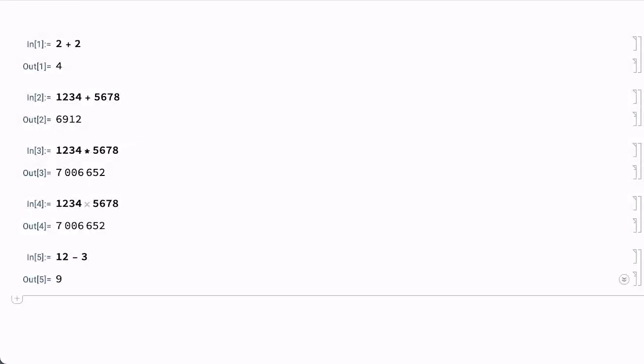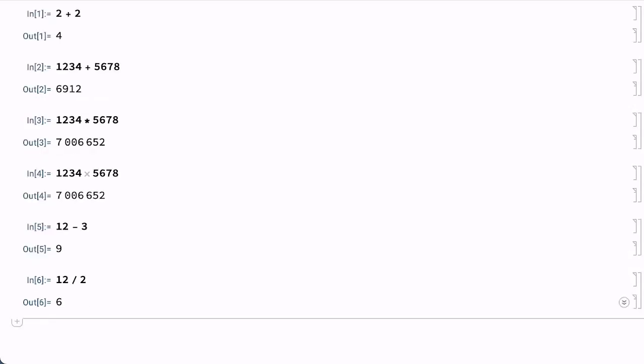Subtraction is entered with a minus sign. This input subtracts two numbers. This input shows dividing two numbers with division shown by the / character.